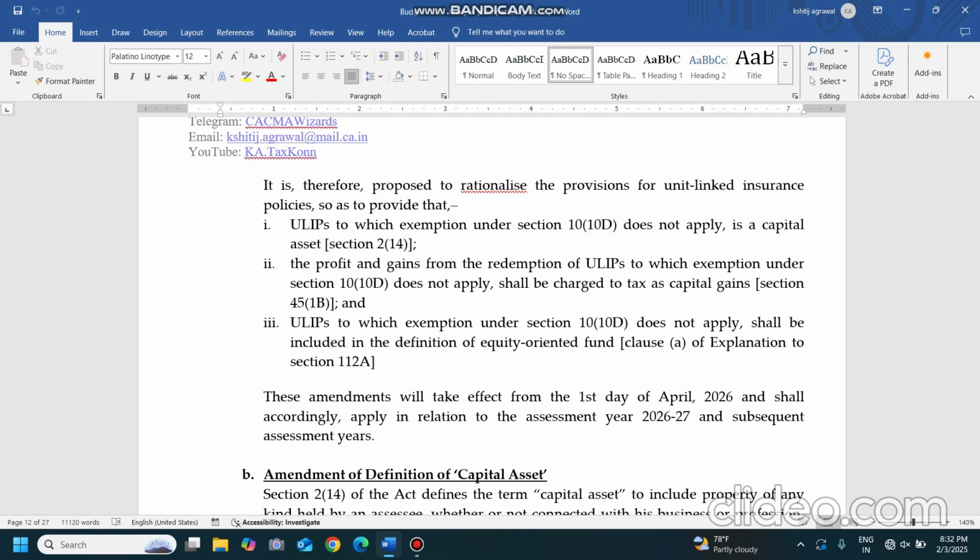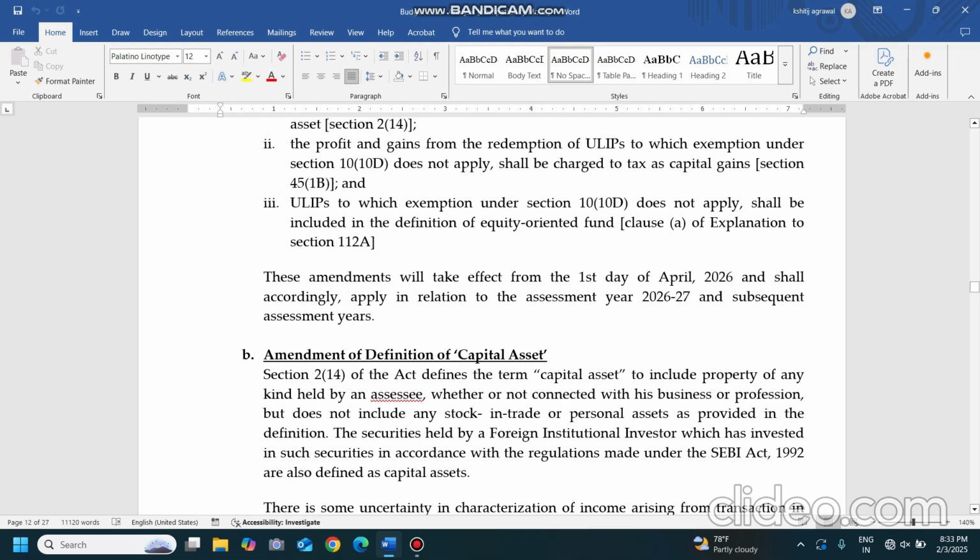Now the profit and gain from redemption of ULIPs, on which the exemption is not applicable. All these 3 cases will apply where the exemption under clause 10(d) of section 10 is not applicable. So if any profit is there, it will be taxable as capital gain. It was capital gain earlier also under section 45 subsection 1b. And if the exemption is not applicable, then it will be treated as a unit of an equity oriented fund, or we can call it directly an equity oriented fund. This new point is given as per clause A of the explanation to section 112A. This is the amendment, and this will apply from 1st April 26.